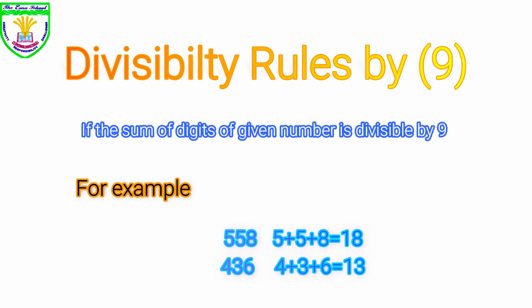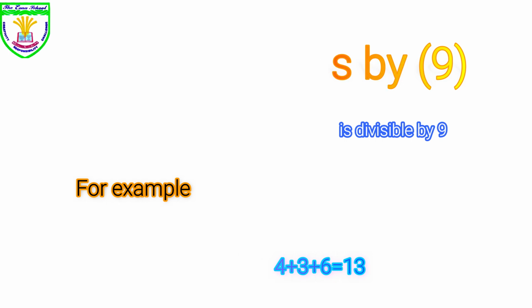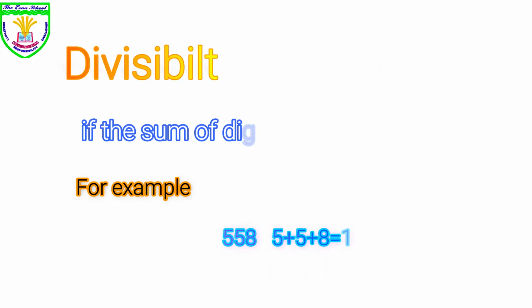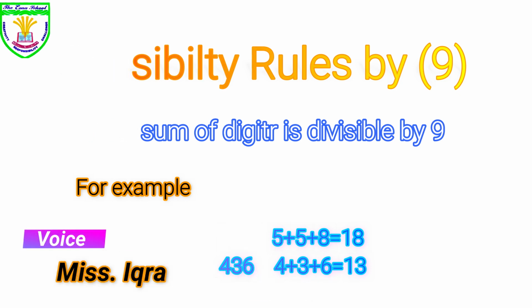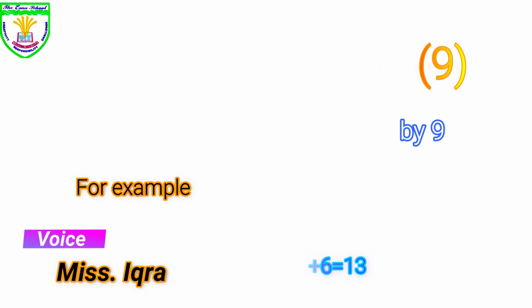Let's see another example, 436. We can see that the sum of digits 4 plus 3 plus 6 is 13, and 13 is not divisible by 9, so the number 436 is not divisible by 9.